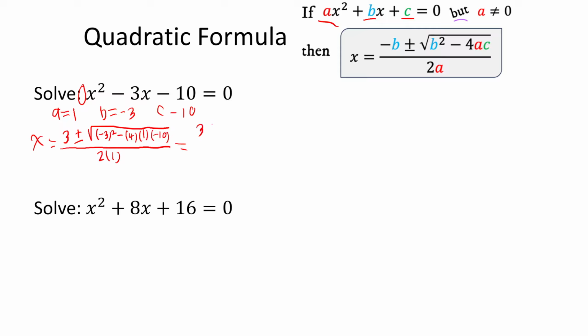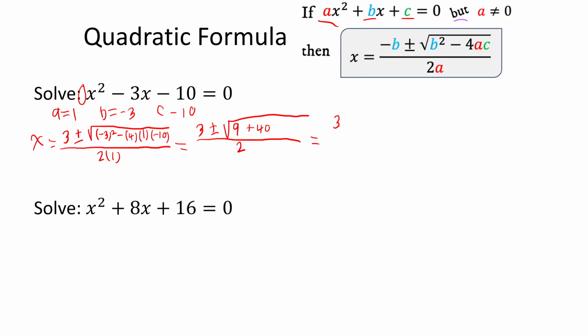Well, 3 stays up front, plus or minus the square root. Negative 3 squared, negative 3 times negative 3, is 9. Minus 4 times 1 times negative 10. So 4 times 1 is 4. Now 4 times negative 10 is negative 40. But we have that minus sign in the middle. Minus and the negative make it a plus 40. All over 2. 2 times 1 is 2. So now we just add.